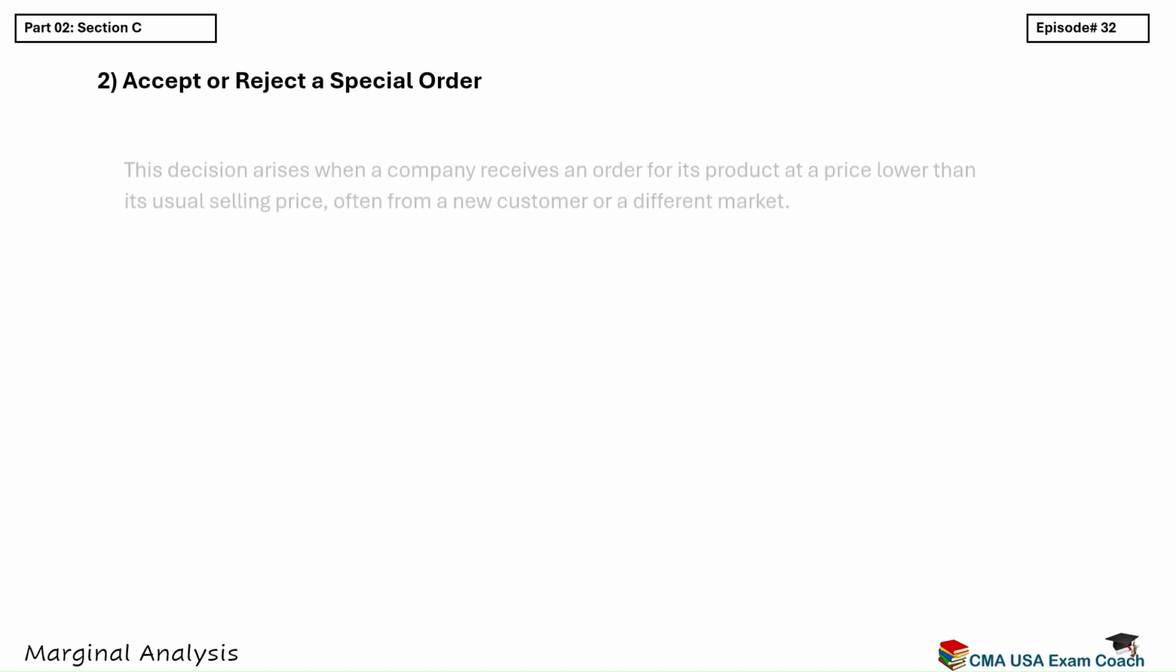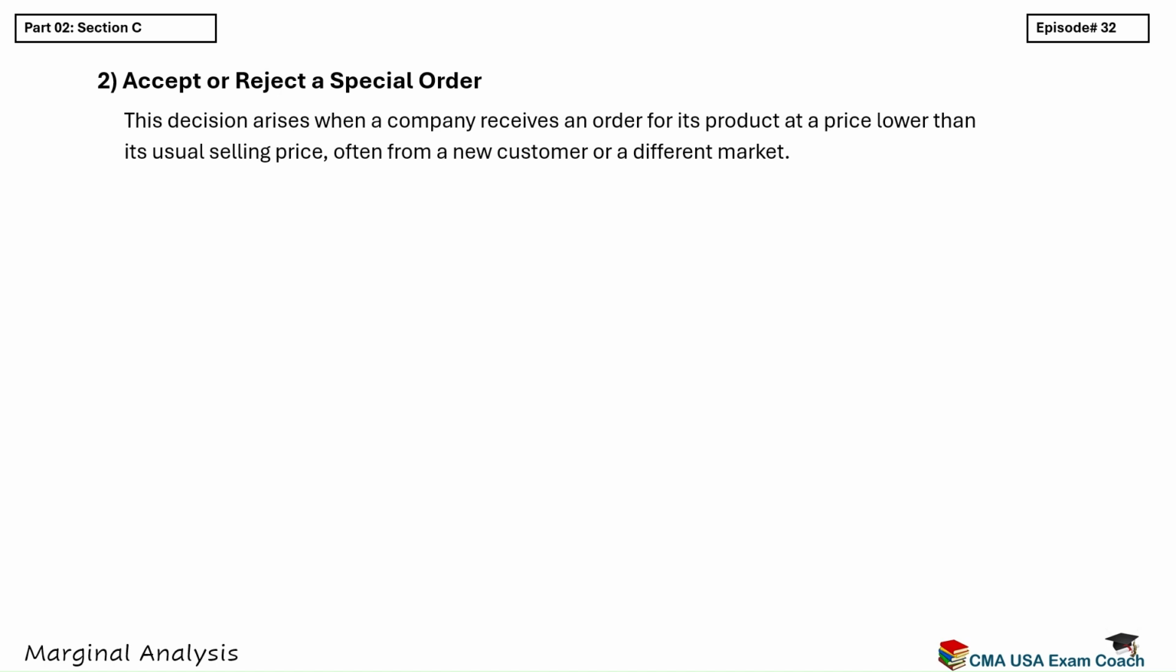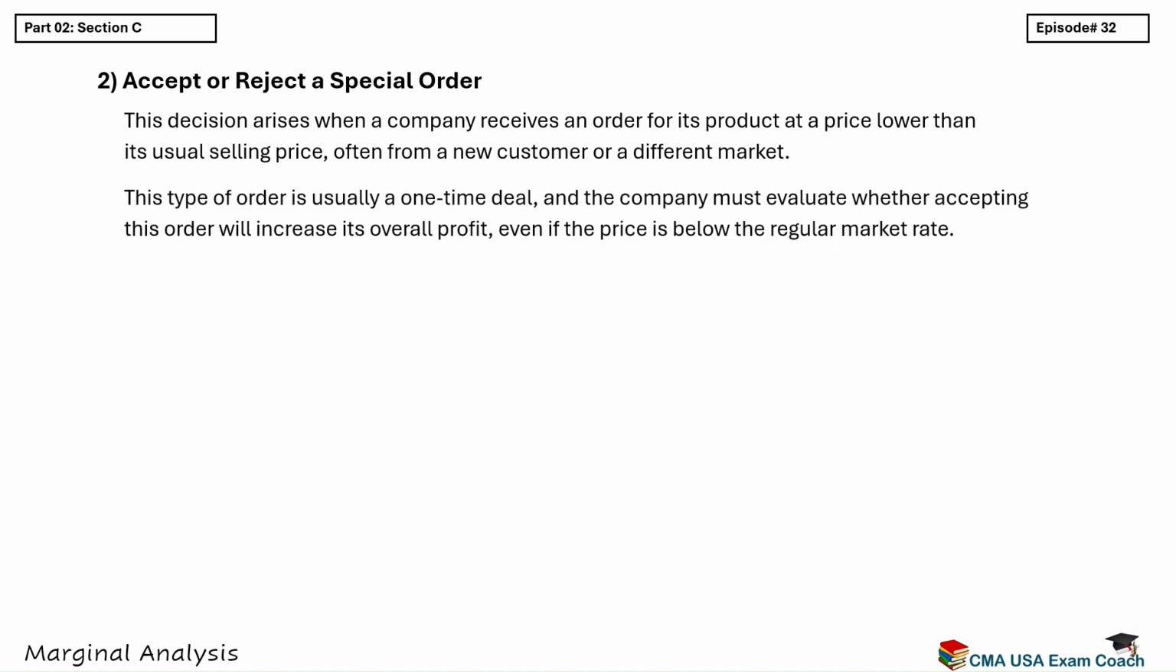Now let's move to the second application of marginal analysis: accept or reject a special order. This decision arises when a company receives an order for its product at a price lower than its usual selling price, often from a new customer or a different market. This type of order is usually a one-time deal, and the company must evaluate whether accepting this order will increase its overall profit, even if the price is below the regular market rate.